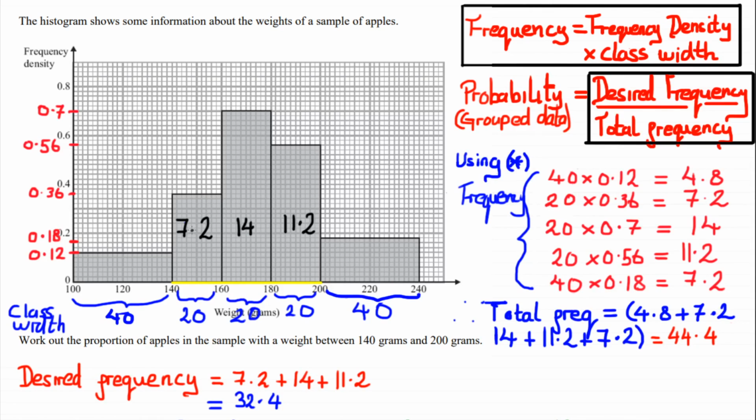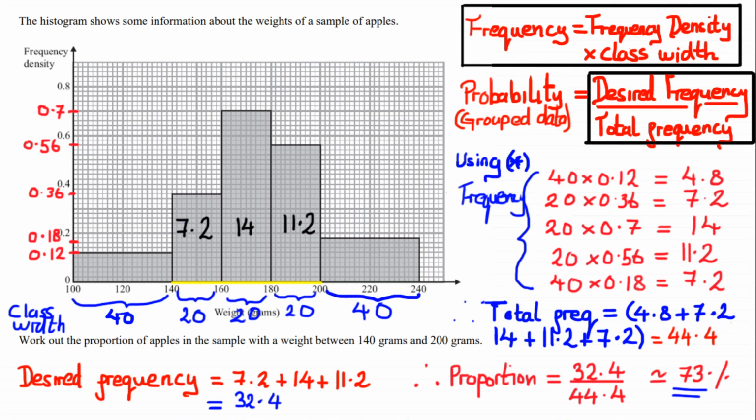Here you can see we've got a frequency of 7.2, which was calculated here, a frequency of 14 between the 160 and 180 class, which was calculated here, and a frequency of 11.2. Adding all of those, we get our desired frequency of 32.4, and finally giving us a probability of 32.4 over 44.4, which is equal to approximately 73%.